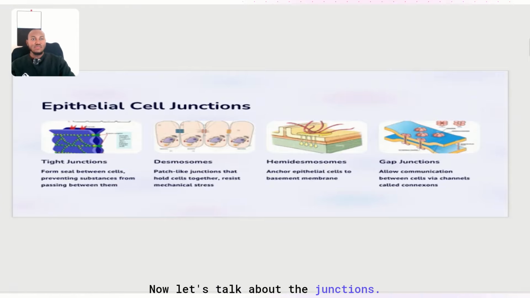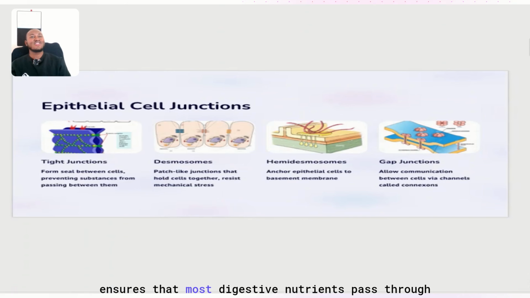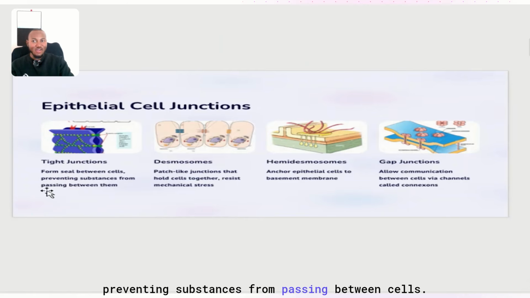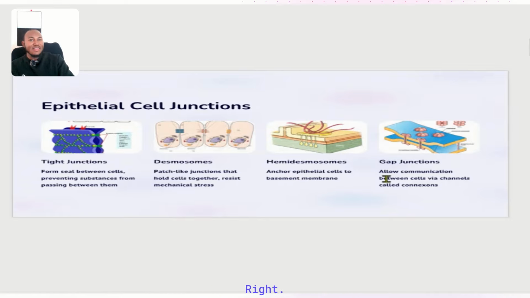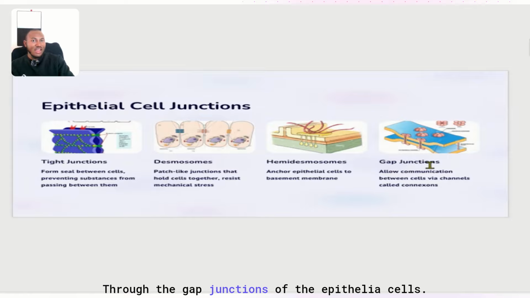Now, let's talk about the junctions. There's a question that says, in the intestine, what ensures that most digestive nutrients pass through the epithelial cells and not between them? Remember, we have tight junctions. They form seals between cells, preventing substances from passing between cells, so that substances will pass through the epithelial cells. You understand? Makes sense.